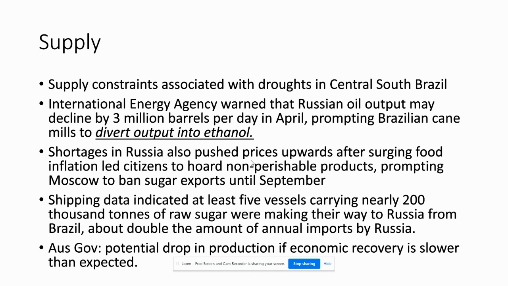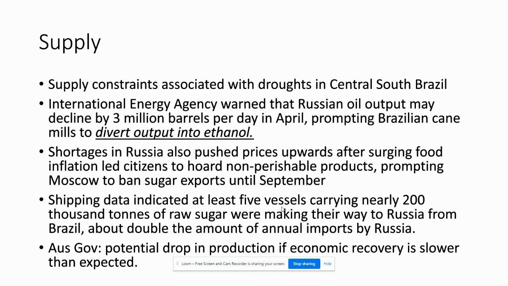Shortages in Russia have also pushed prices upwards after surging food inflation led citizens to hoard non-perishable products. Interesting behavioral response, prompting Moscow to ban sugar export until September. So again, this just takes a whole heap of available sugar produce off the export market, further reducing the supply.